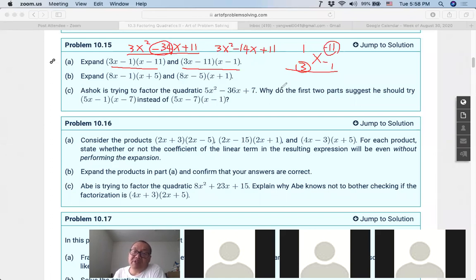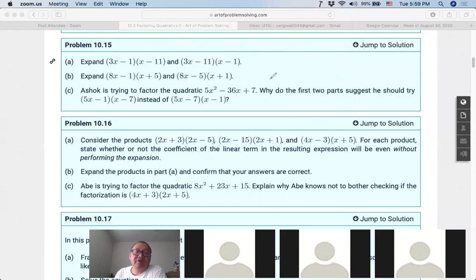If you try to make the middle number smaller, you need to do it this way. You take the smaller number times the larger number, right? By doing this way, the middle number will be smaller, right? If you try to make the middle number larger, you need to use a larger number times a larger number.